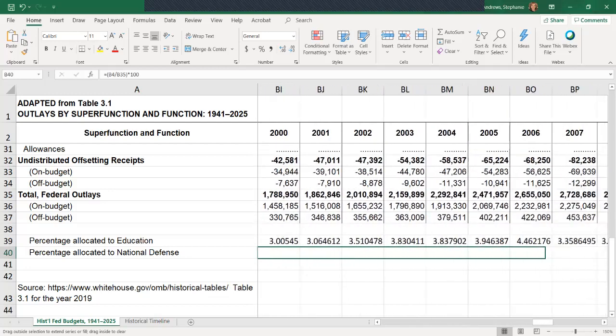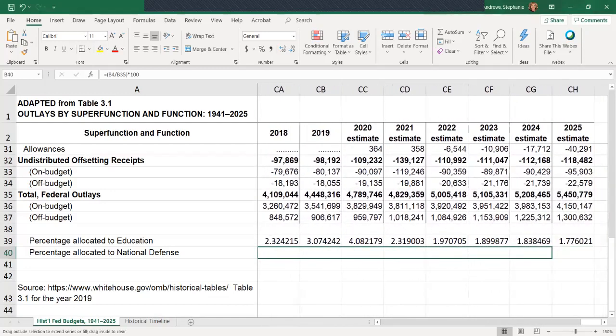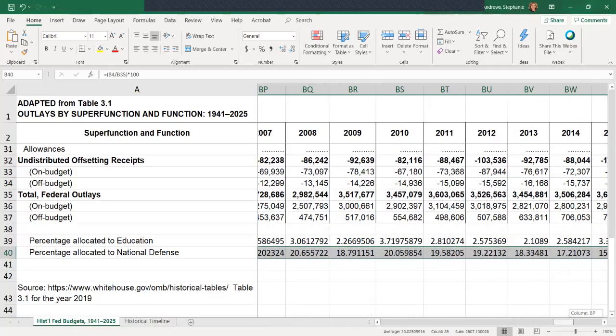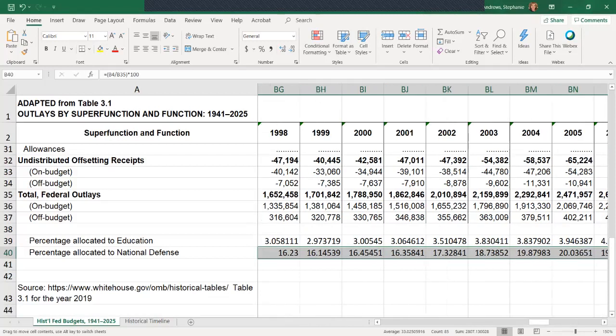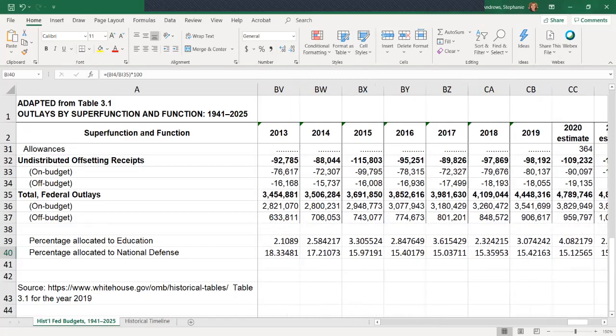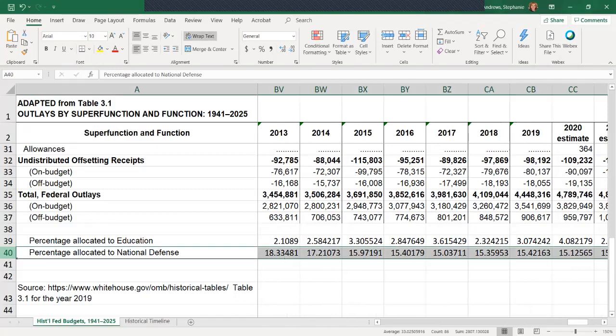I'm going to go ahead and grab that little bitty square, drag it all the way over here to 2025, let go, and it'll populate everything. And then I can double check what I had already done by hand. So when I did this by hand, I got that in 2000, about 16.5% of the total federal budget outlay was going towards national defense. And then when we get over here to 2019, we're at about 15% of the total federal outlay. That answers part A. Well, we already did it by hand, but there's our double check on the Excel.